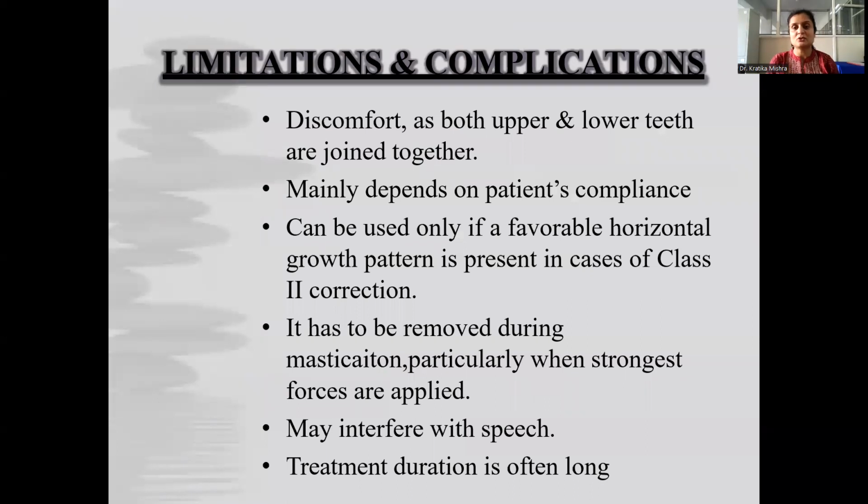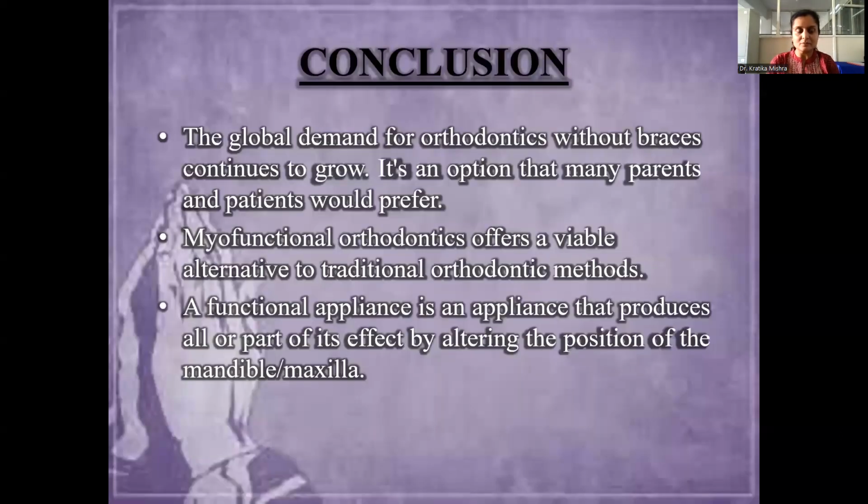Now, what are the limitations and complications? The discomfort as both upper and lower teeth are joined together, it mainly depends on the patient's compliance, can be used only in a favorable horizontal growth pattern, and is present in cases of class 2 correction. It has to be removed during mastication, particularly when the strongest forces are applied, and it may interfere with speech. Treatment duration is often long.